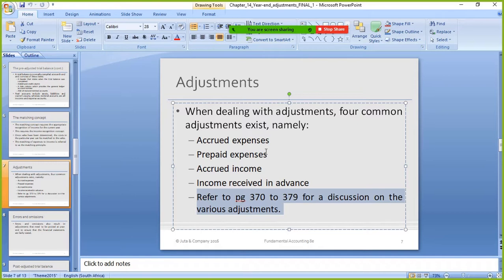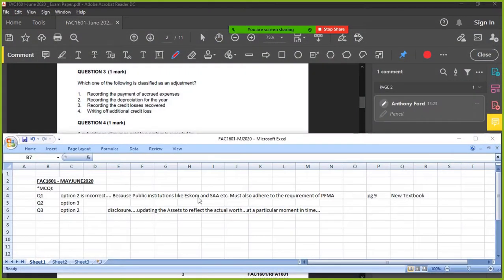Okay, did you find something in your textbook? No. Still not. Okay, it's probably because this came out of last year's or last semester's content. Okay, depreciation would have been covered in FAC1601 02.